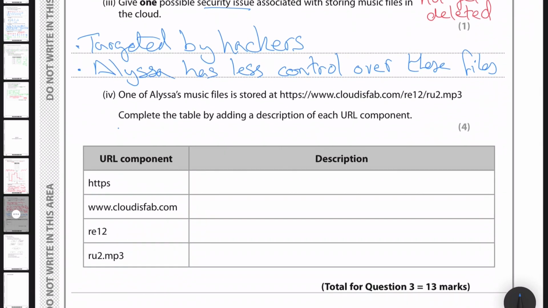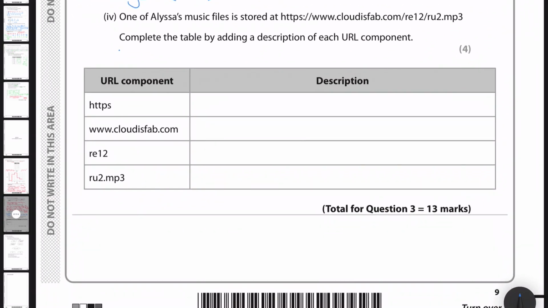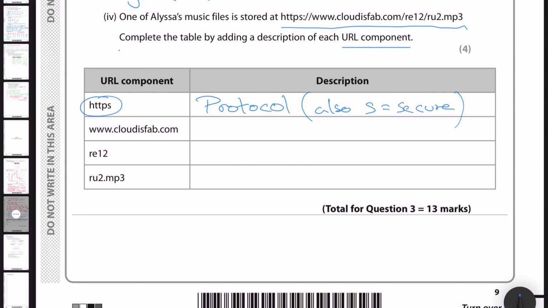Okay. One of Alyssa's music files is stored at this website here. Complete the table by adding a description of each URL component. We've got to basically break down these URLs. So, hopefully you've remembered these names. The HTTPS is the protocol. Also, S equals secure. Okay, I'll put that in brackets. www.cloudisfab.com. What is that? Well, that's the domain name.